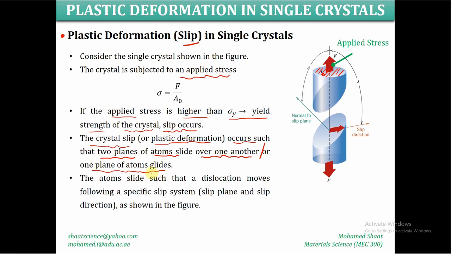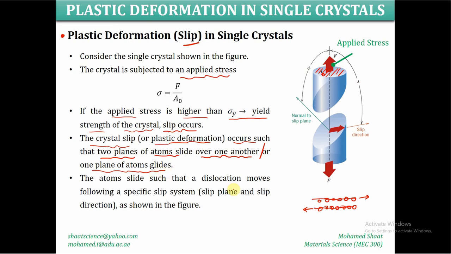So what is the difference between sliding and gliding? Sliding means that you have a plane of atoms, like this is one plane of atoms, and you have another plane of atoms, and one is going to move in the right direction and the other one is going to move in the left direction. So this is sliding, where one moves or slides with respect to the other one. Or even you may have one of these two planes fixed and the other one moving. So this is known as a plane of atoms sliding.